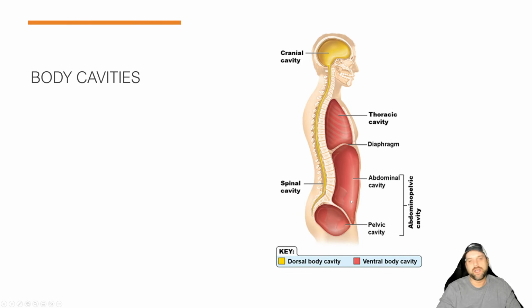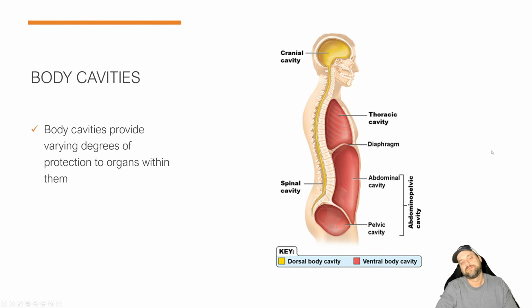Next is going to be the body cavities. There's two types of body cavities here, or two sections that are important to know. We're going to have the dorsal body cavity, and we're going to have the abdominal or the anterior body cavity, or the ventral body cavity. So we usually just say dorsal body cavity and ventral body cavity. In this particular picture, the yellow is the dorsal and the red is showing ventral. These provide protection to different organs that are housed within them.